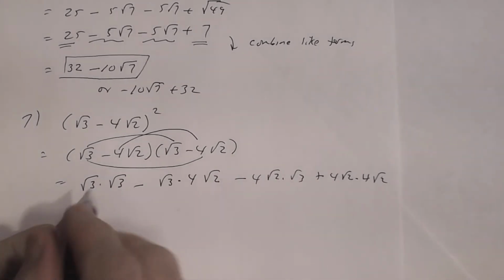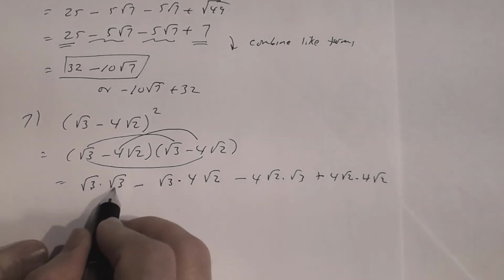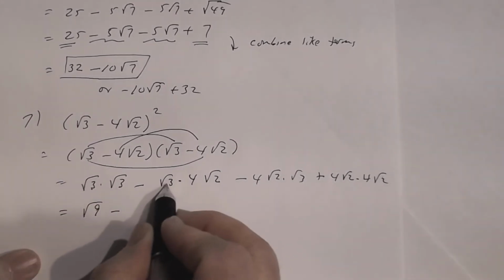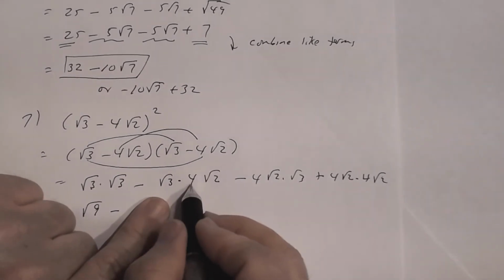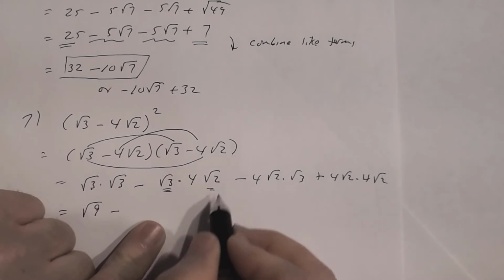Now let's use the product rule to simplify this. The square root of 3 times the square root of 3 is the square root of 9, minus. Now here you see you have 3 factors: square root of 3, 4, square root of 2. So let's multiply the square roots together.